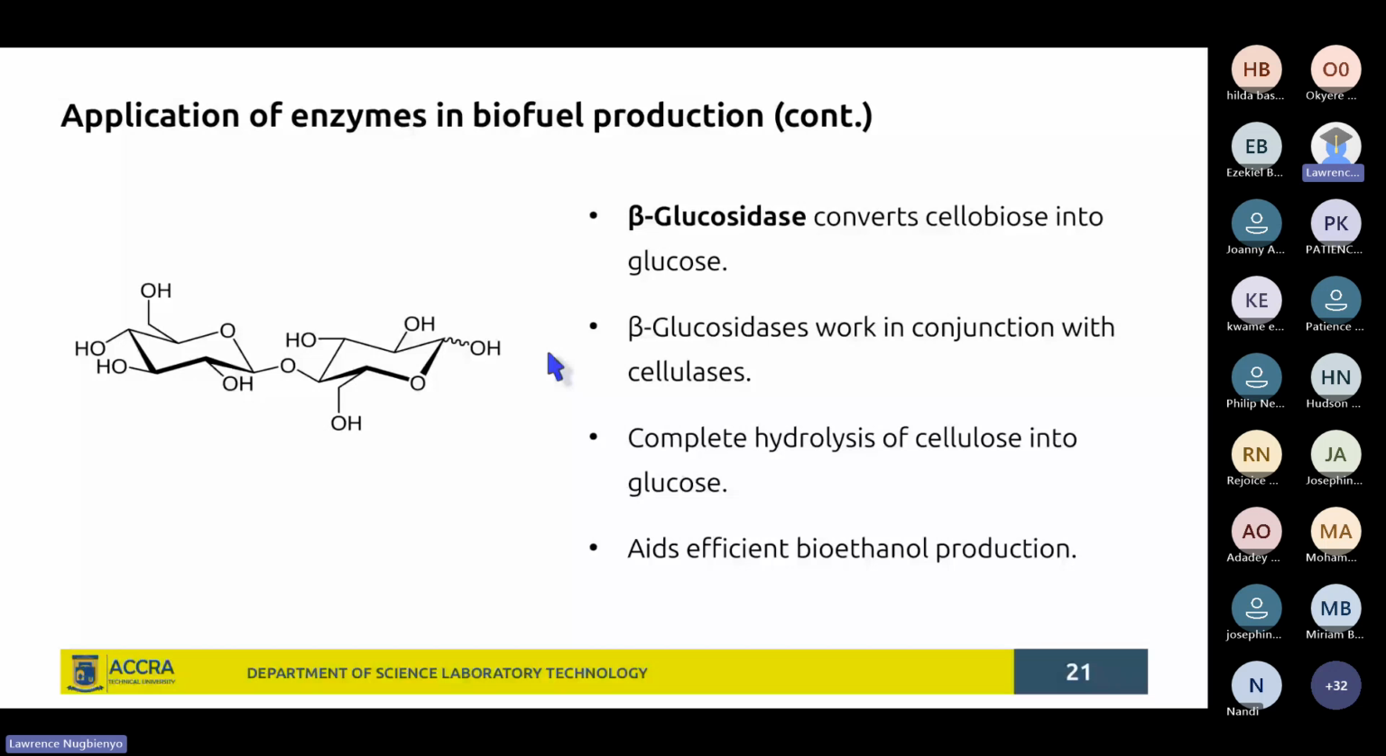You put all of these enzymes together to make sure that all the possible carbohydrates which can be present in a mixture will have some enzyme which will be responsible for breaking them down. In that way, you will be able to have the yield of your product increased. All right, there's one more.